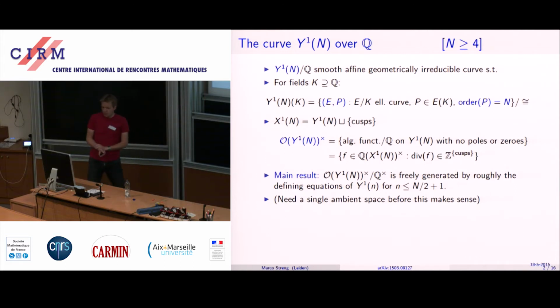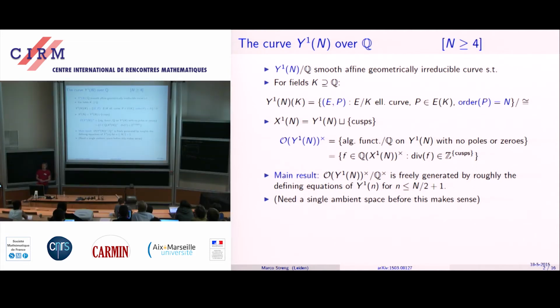Okay, so the group of modular units from the title, that is the group of algebraic functions on this affine curve that have, on this whole affine curve, no poles and no zeros. In other words, it's the meromorphic functions on the curve X1(n) such that the divisor is completely supported at the cusps.